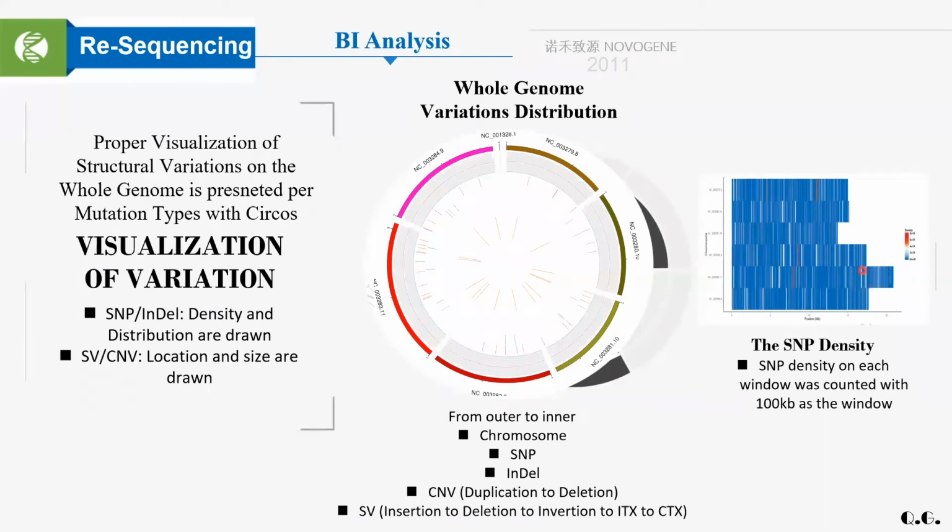And for the proper visualization of the structural variations in the whole genomes, we present them according to the mutation types with circles presented here. So from the outer to inner is chromosome, SNP, InDel, CNV, and SV. And for SNP or InDel types, the density and distribution are drawn, while for the SV or CNV types, the location and the size are drawn. So here we show the figure of SNP densities.